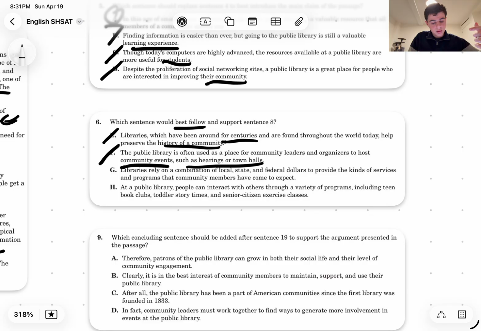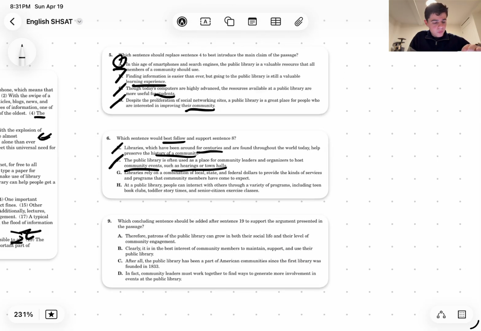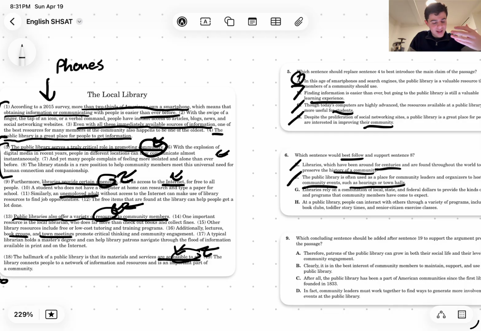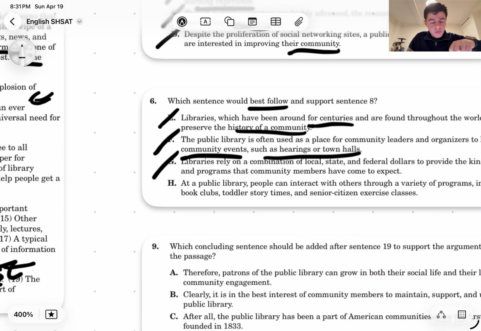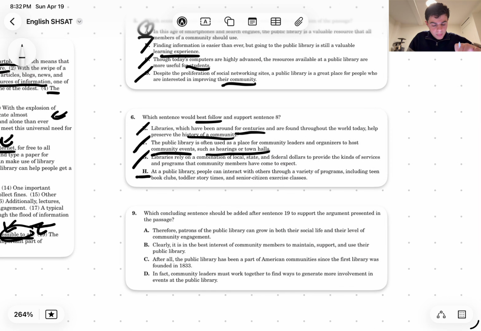Well, that doesn't make sense here, right? Because there's nothing about federal, local, state dollars at all, right? That doesn't flow at all with what came before it. Sentence 8 is talking about how the library helps community members meet the universal need for human connection. So it's kind of out of the blue to start talking about money, right? So G is definitely wrong. And now by process of elimination, H makes the most sense, but let's just make sure. At a public library, people can interact with others through a variety of programs, including teen book clubs, toddler story times, and senior exercise classes.